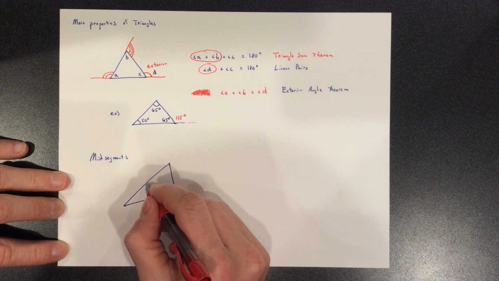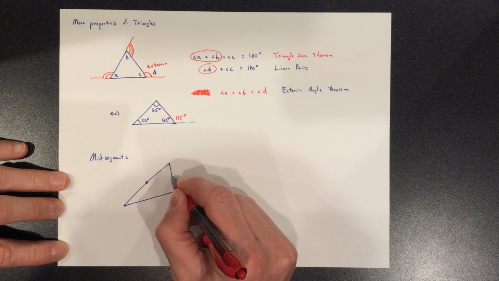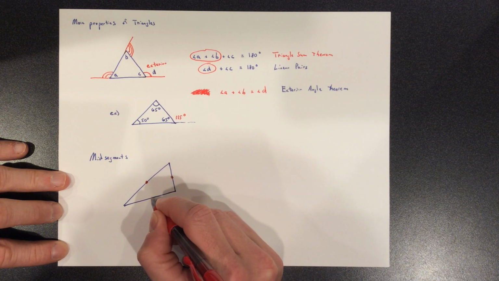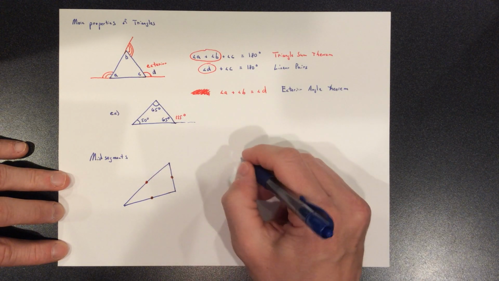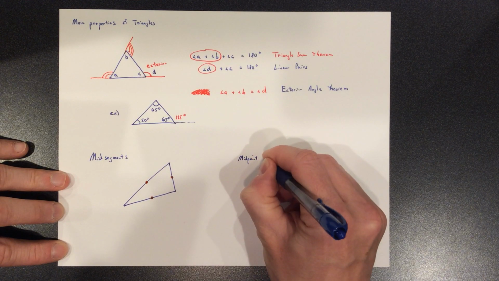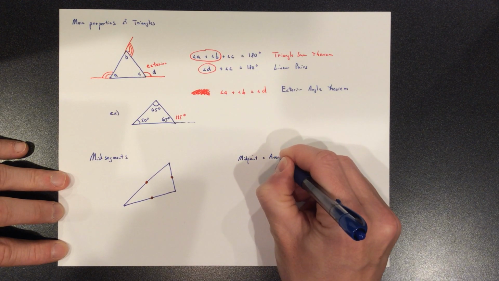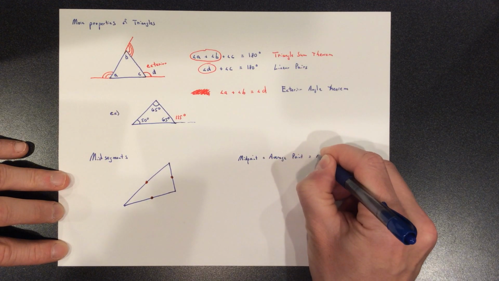The mid-segments are starting from the midpoint. So let's say that's the midpoint, that's the midpoint, and that's the midpoint, and we can find the midpoint, right? Midpoint is the average, just as a reminder. Midpoint's the average point. It's also literally the middle.